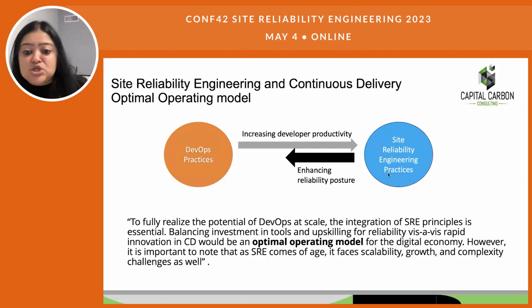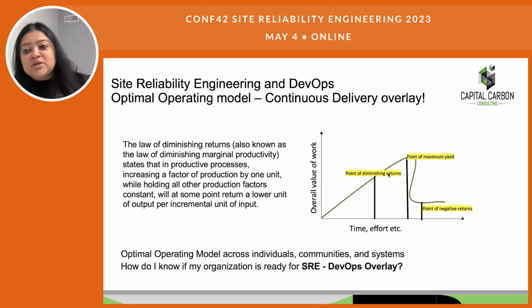Balancing investment in tools and upskilling for reliability vis-a-vis rapid innovation is needed to bring that optimal operating model in place. And could continuous delivery be that common code, the common trigger to be the binding force behind that optimal operating model? Let's explore more.